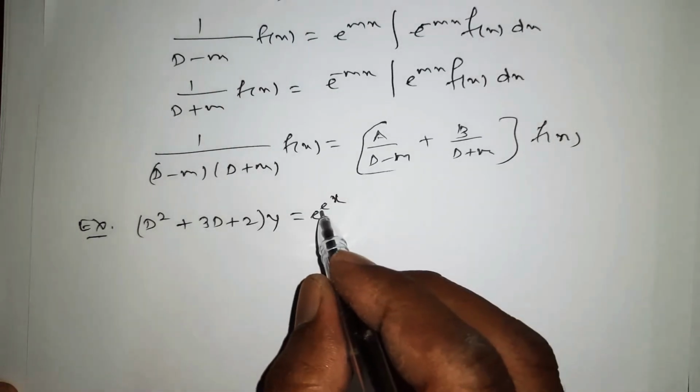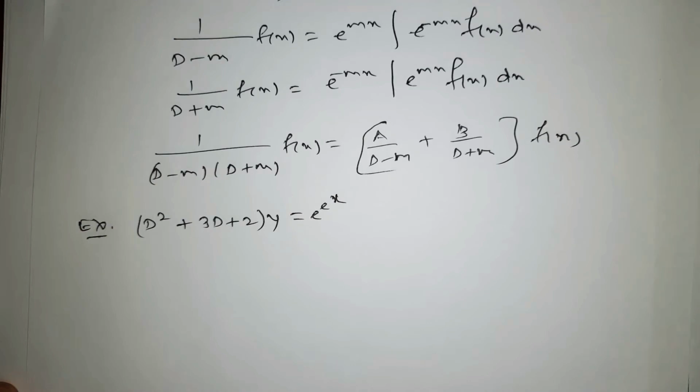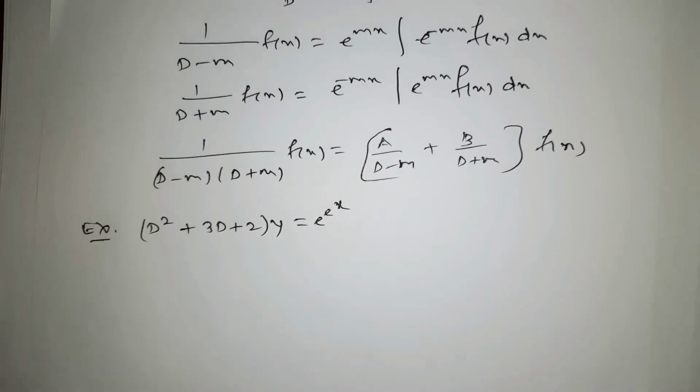If simply e raised to x is there, then we can use the shortcut method. My advice is that when the shortcut method fails, then we use the general method, meaning when the shortcut method is not applicable. Not applicable means there are functions such as log x, tan x. You can see in the shortcut method there are 10 to 12 formulas. If your f of x fits into those formulas, then you can use the shortcut method. If log x is there, then we can't use the shortcut method. In that case, try to use the general method. The general method gives you the answer.